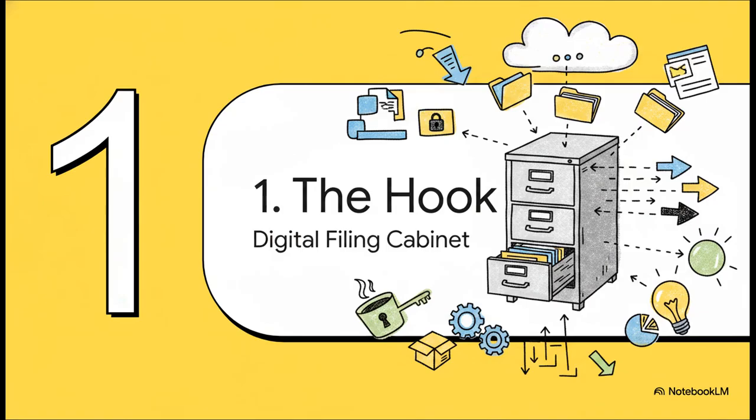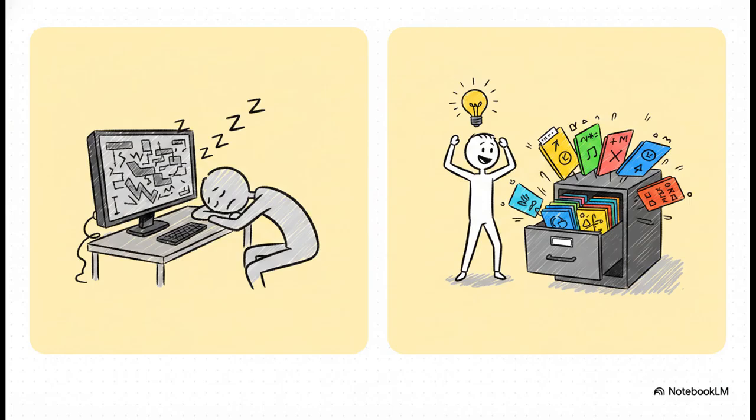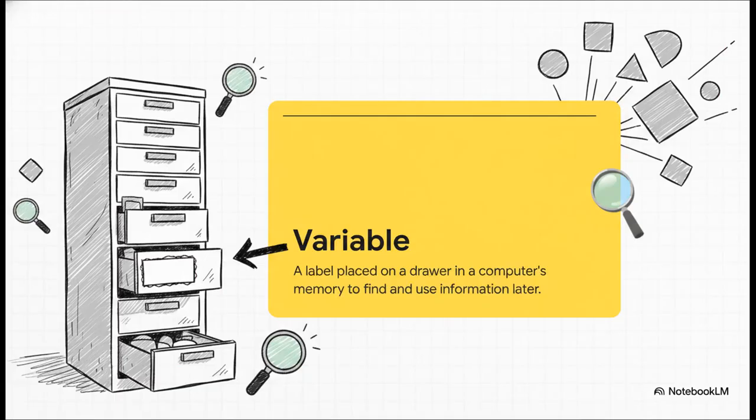Section 1. The hook. The digital filing cabinet. Just look at the contrast here. On one side, we have the traditional, honestly kind of boring way to explain memory allocation. You know, the kind of textbook definition that puts beginners right to sleep. But then, on the other side, we have a highly visual, real-world analogy. Our goal right out of the gate is to tell the viewer, hey, today we aren't just writing code. We are learning how to organize information so our programs can actually remember things. And I love this because it brilliantly illustrates the whole concept.